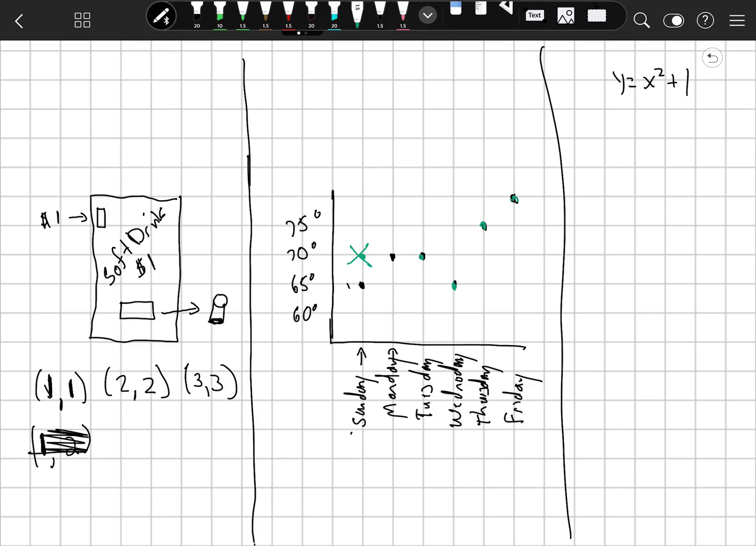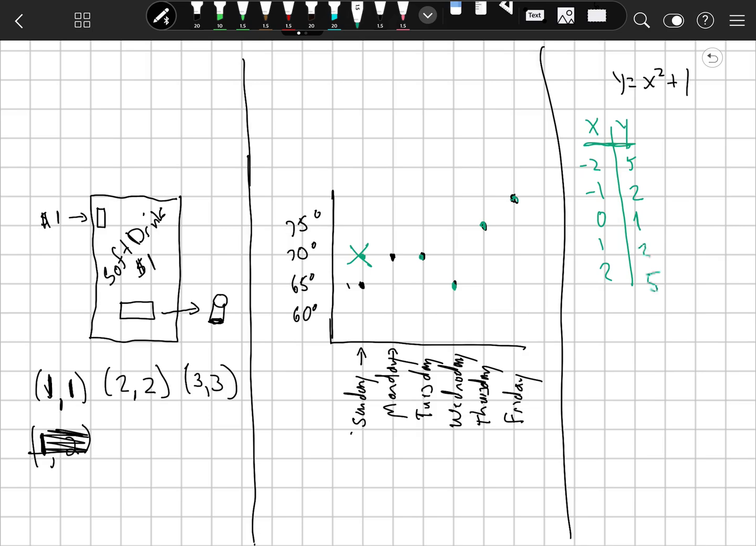Let's take a look at another one. I've got this equation here. An equation also represents a grouping of ordered pairs. You can put some numbers in, and you can choose any numbers you want for x, but I choose simple ones. Negative 2 squared is, negative 2 times negative 2 is 4, plus 1 is 5. Negative 1 squared, negative 1 times negative 1 is 1, plus 1 is 2. 0 squared plus 1, that's 1. 1 squared again is 1, plus 1 is 2, and 2 squared plus 1 is 5.